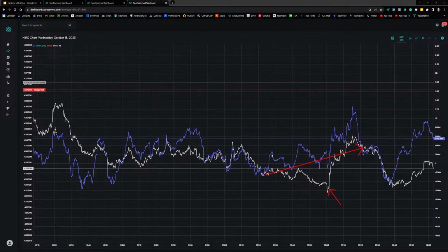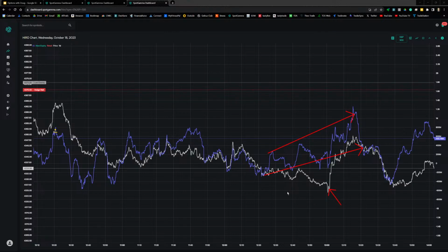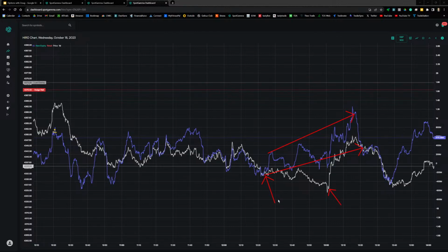making higher lows and higher highs. And they were doing that well before the 1 p.m. bond auction. So the options traders were ahead of this move.